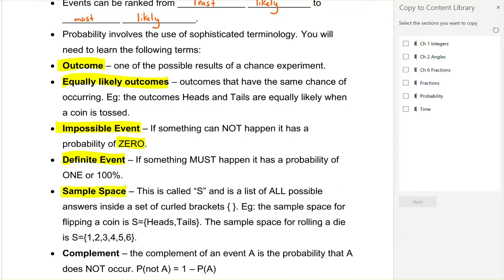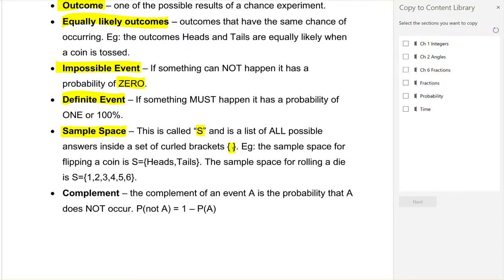The sample space, we use the letter S to represent sample space, and it is a list of all the possible outcomes, and we put it in some curly brackets like that. Now they are a little bit tricky to draw. You do a little arc like that, then a pointy bit in the middle, and a second curvy part. If your bracket though is not quite perfect, as best you can, a squiggly kind of line will be fine.